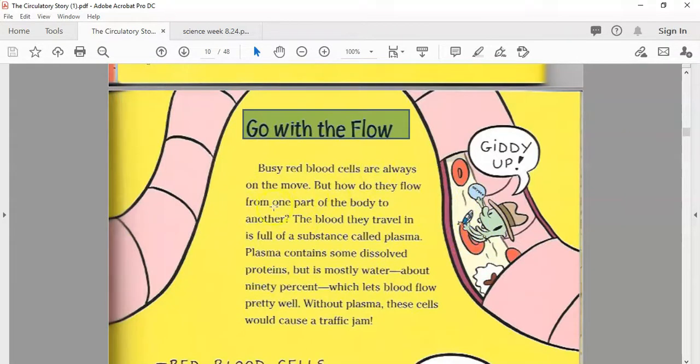Busy red blood cells are always on the move, but how do they flow from one part of the body to another? The blood they travel in is full of a substance called plasma.